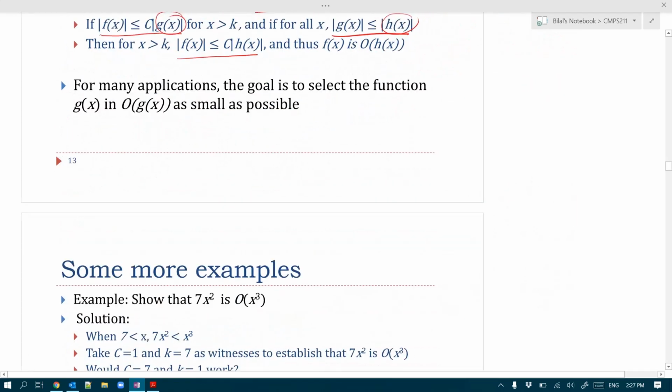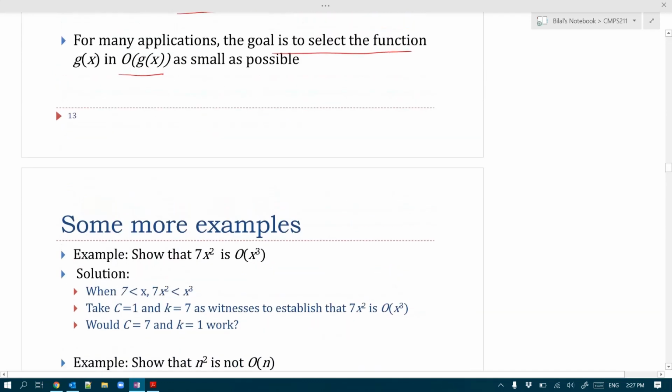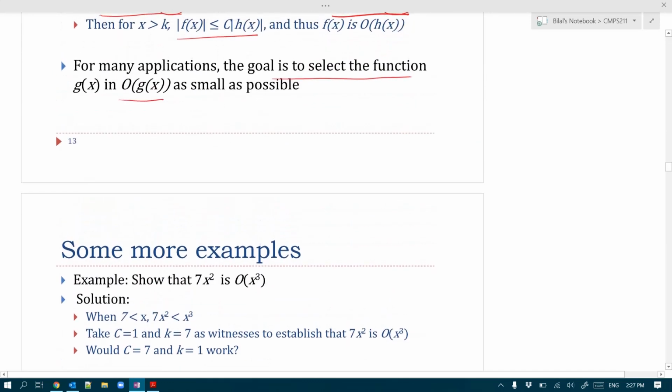For many applications, the goal is to select the smallest function, because it really gives you the best insight. So we want to talk about the tightest bound. Let's consider another example. Can we prove that 7x squared is of the order of x cubed?